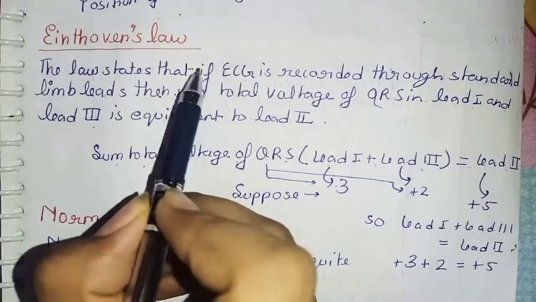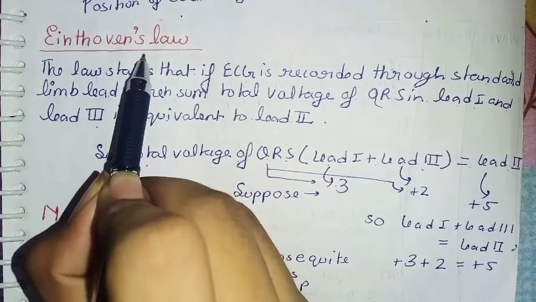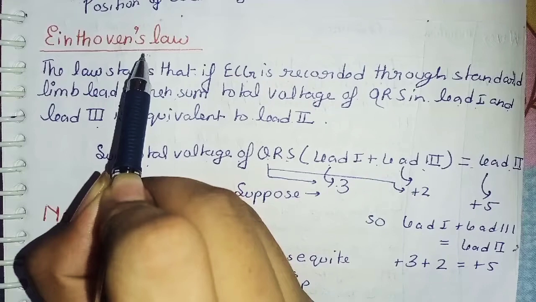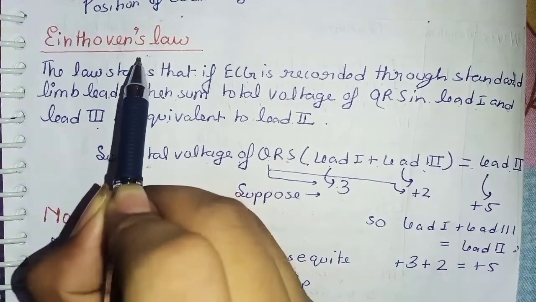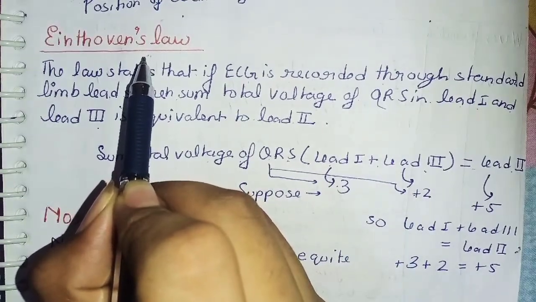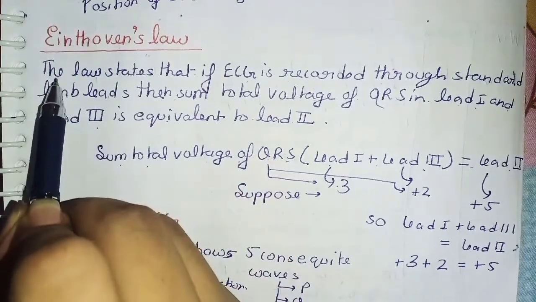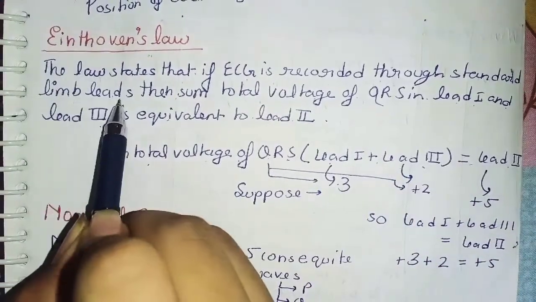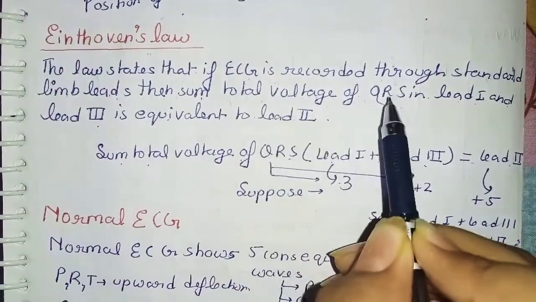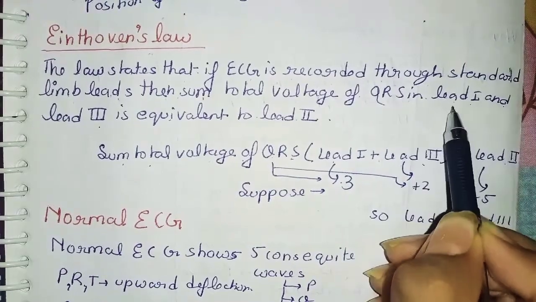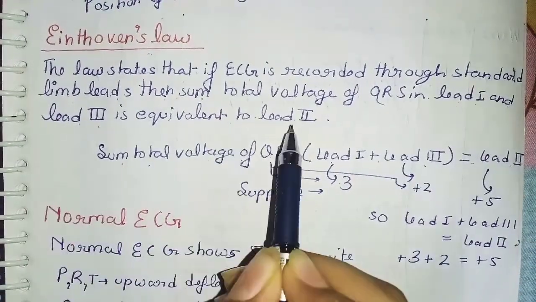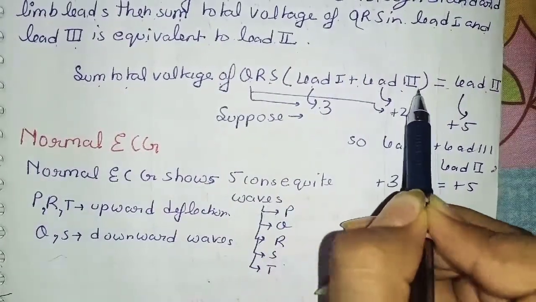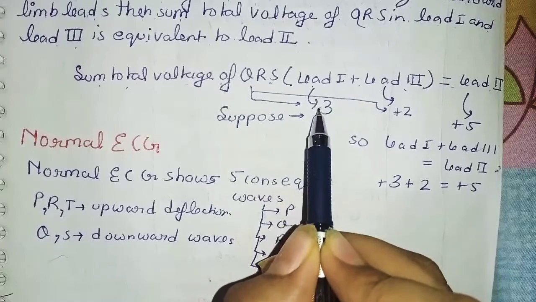Coming to Einthoven's law. Einthoven is also regarded as the father of electrocardiography because he is the scientist who gave the first statement regarding ECG and all about ECG. The law states that if ECG is recorded through standard limb leads, then the sum total voltage of QRS in lead 1 and lead 3 is equivalent to lead 2. Sum total voltage of QRS lead 1 plus lead 3 is equal to lead 2. Suppose lead 1 is 3.